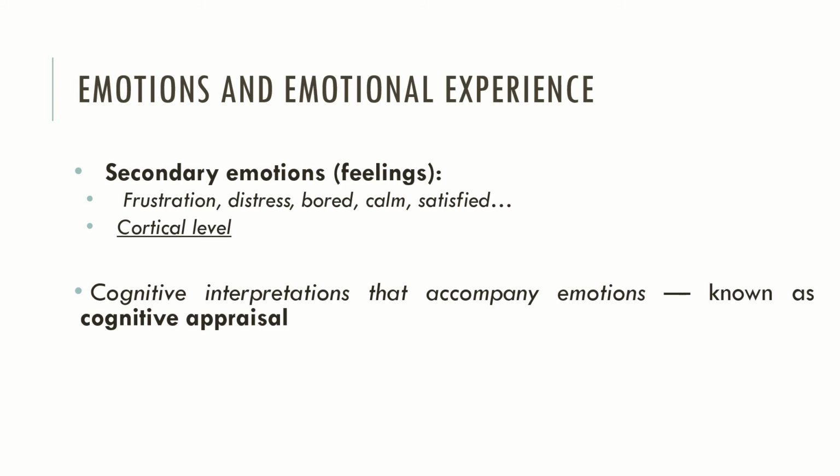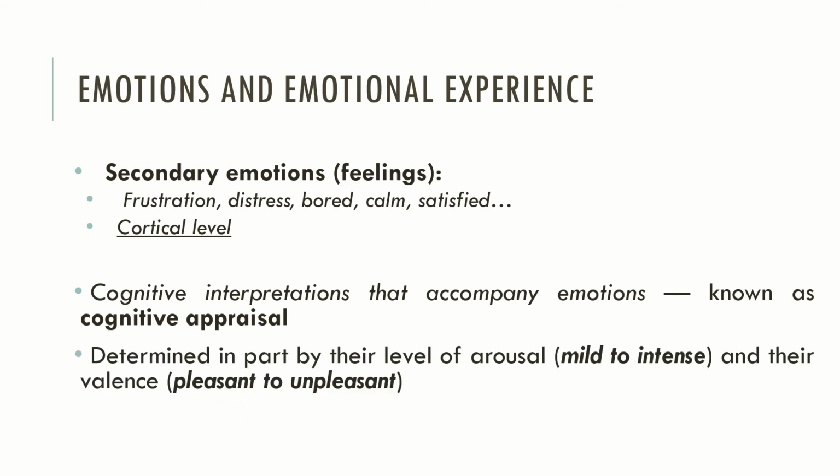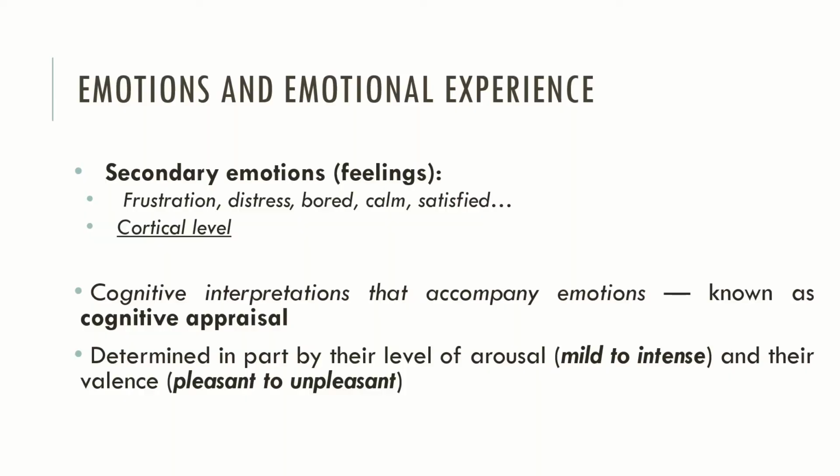Typically, you can call this process cognitive appraisal. So, typically, secondary emotions are determined in part by their level of arousal, which can range from mild to intense, and their valence, which may be pleasant or unpleasant. As you are seeing, emotional experience is a major aspect of human life and has different implications on human functioning. So, we can find two major pathways for emotion generation.